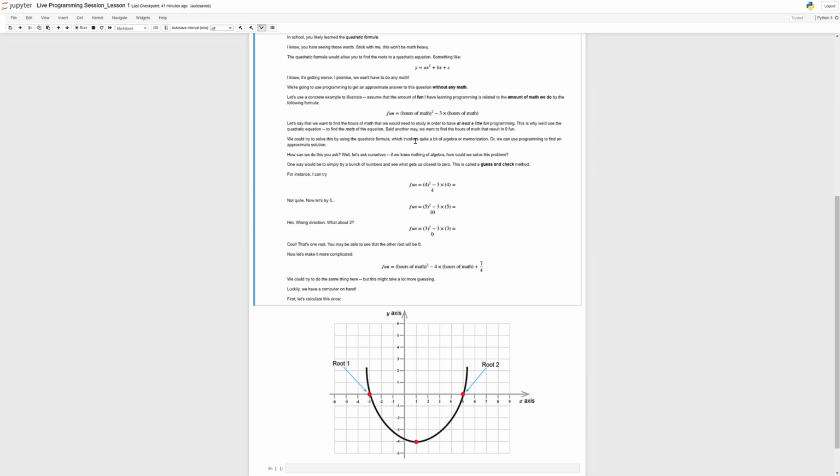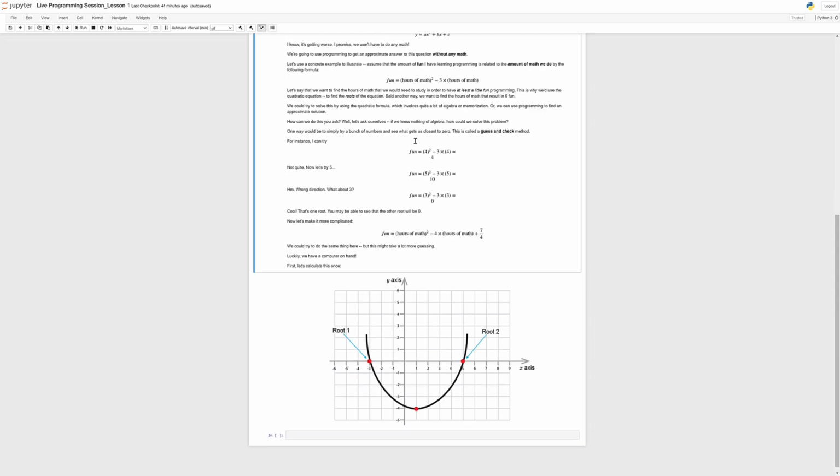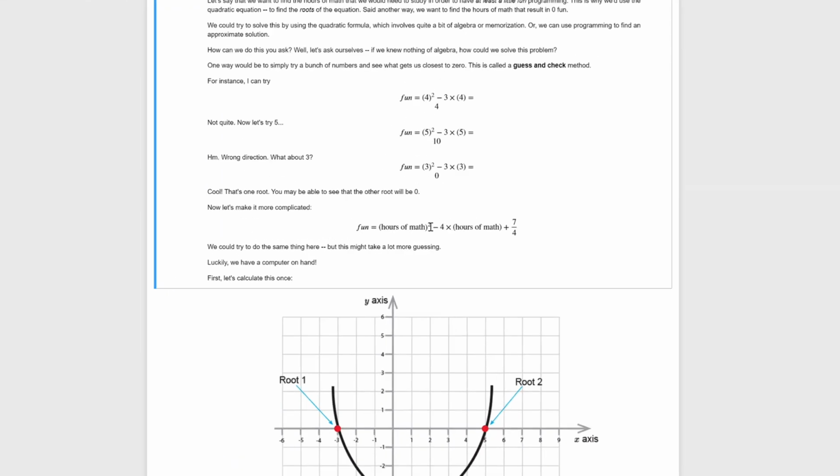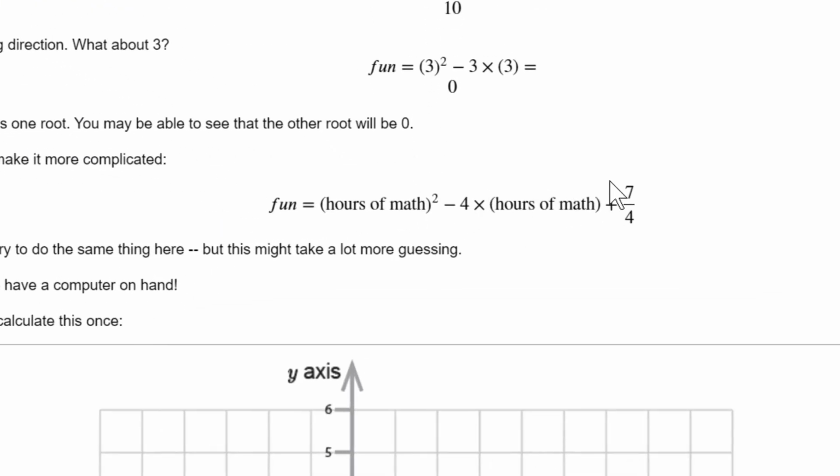And this might have been the way that you tried to solve it yourself if you didn't know the quadratic formula, right? But there's a little bit of a problem with this method, and the problem is mostly in computation. We know that this will work if we just keep trying out numbers and we get a 0. But imagine if it was a little bit harder to just try different numbers like this one, right? So here we have hours of math squared minus 4 times hours of math plus 7 over 4. It's still in the same form. We have a squared term, we have a regular term, and a constant term here.